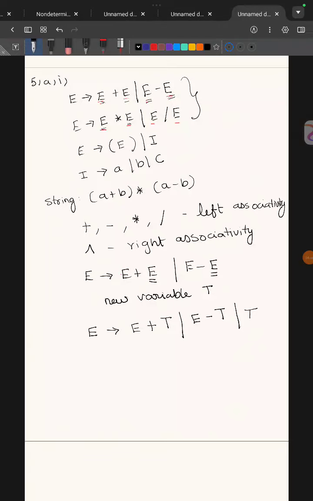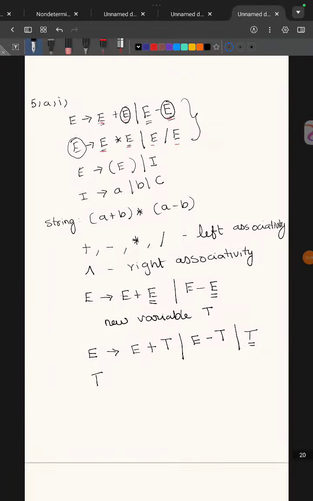Now this one we will replace with t, because we have introduced t over here. At each step we will keep on breaking. So in step number 1, we are removing this one and this one, and replacing them with t over here. Now we have to reach the second step.